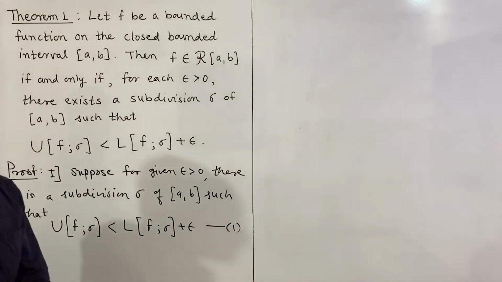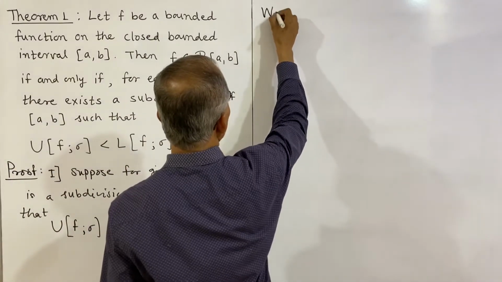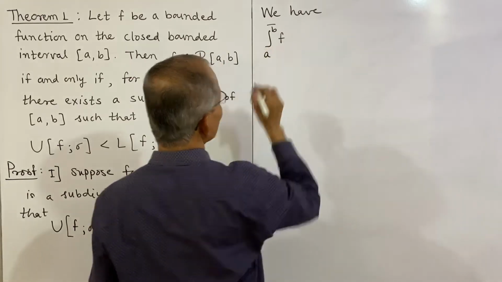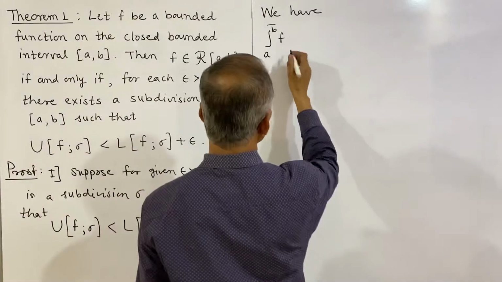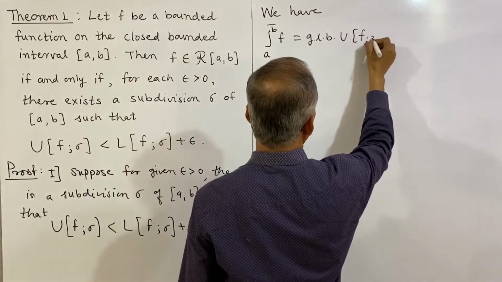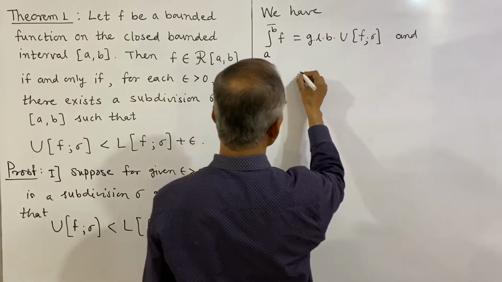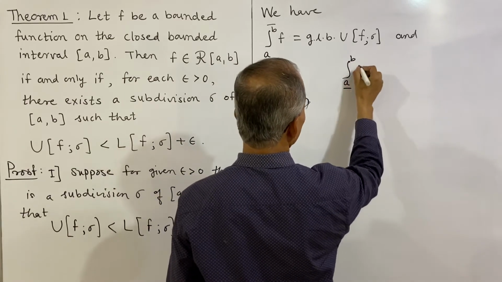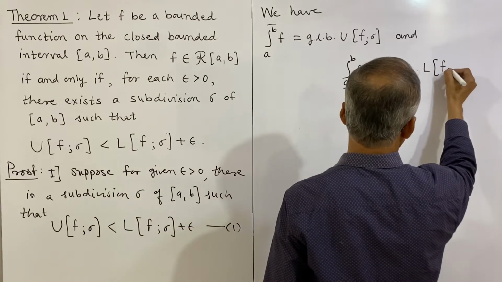Now we will use the definitions of upper integral and lower integral. We have by definition, this is the upper integral of f, which is denoted by this symbol. This we have studied in our last lecture. The upper integral of f is equal to the GLB of the upper sums, and the lower integral of f, that we denote like this, is equal to the LUB, least upper bound, of the lower sums on sigma.